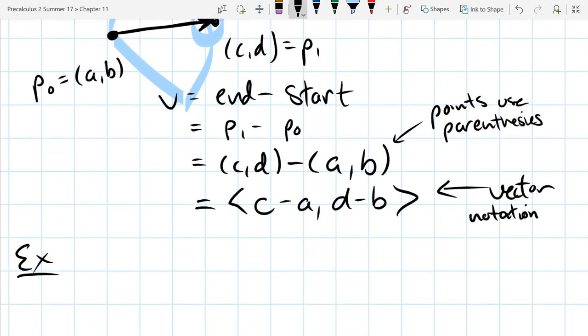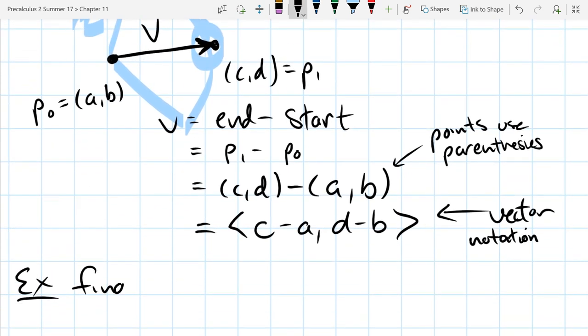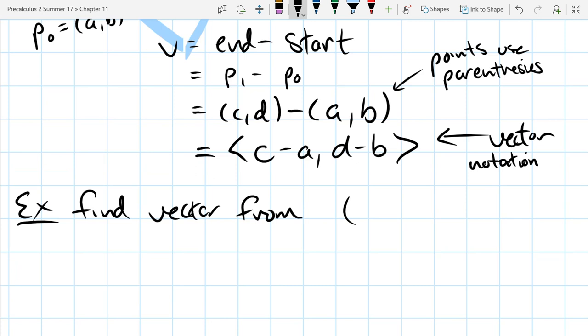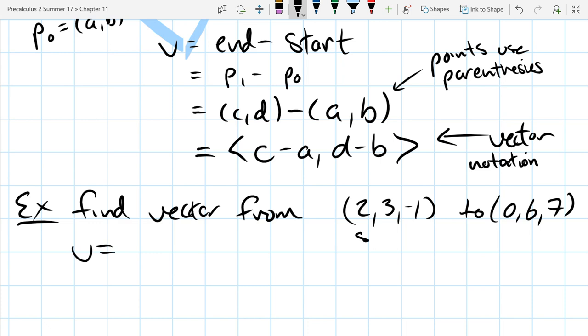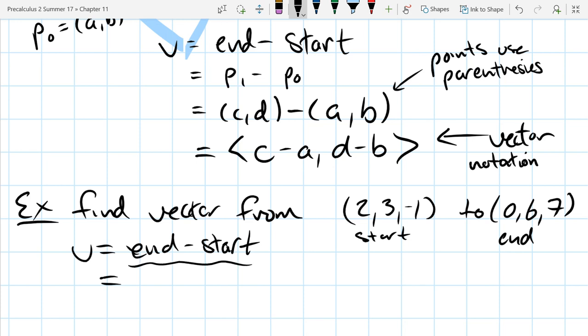So let's do one quick example. We'll go right into 3 dimensions here. So find the vector from 2, 3, -1 to 0, 6, 7. So V is going to be, now you want to be careful, this is start, this is end. You're going to find a lot of things in math are end minus start. And it may seem a little silly to write end minus start, but it will definitely help you remember this a lot better. So end 0, 6, 7 minus start, 2, 3, negative 1.